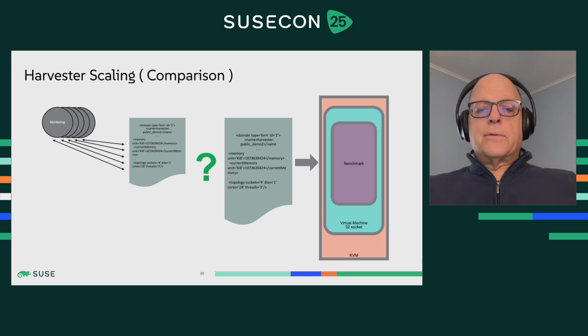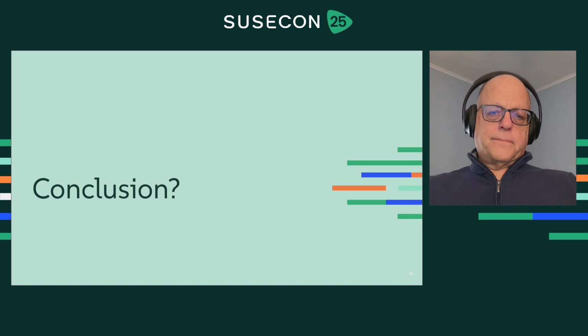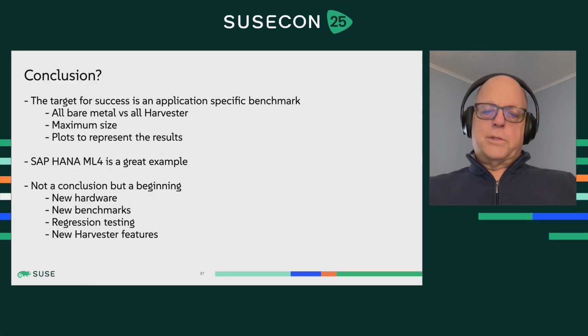So this is the diagram we're working from then. On the left side, we have Harvester creating XML for a 4-socket, and we have the VM scaling XML that we can move over. And what do we need to do in between? How can we adjust that? So the conclusion. There's a question mark here.